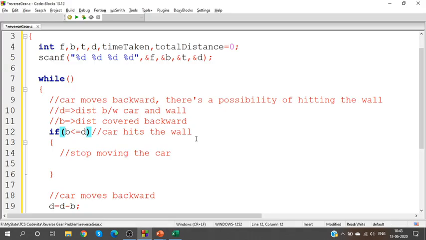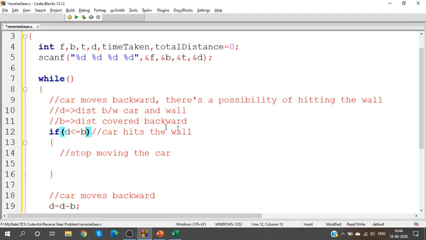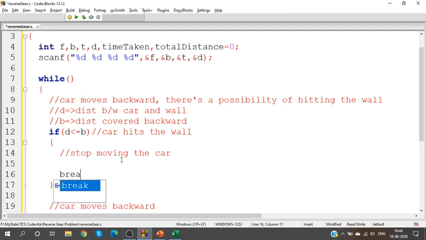Is that what I've written? Sorry, yeah. D should be less than or equal to B. Only when the distance is less than or same as B. Here the distance is 8 meters, but I can cover 9 meters. So definitely I'll hit the wall. So if the distance is less than or equal to B, then I can say the car hits the wall. If the car hits the wall, stop moving the car, so brake.